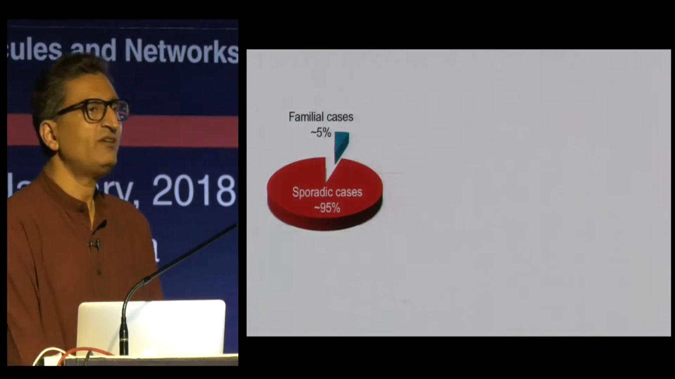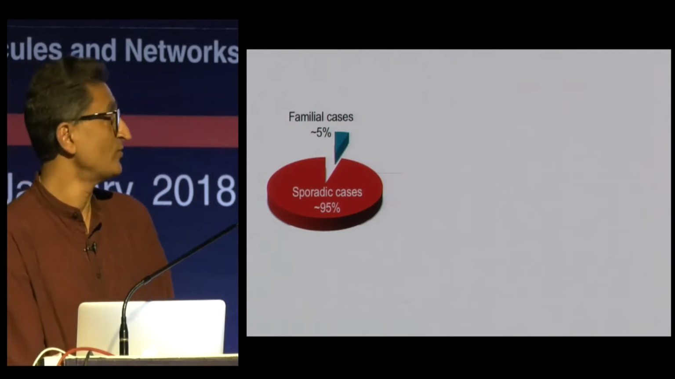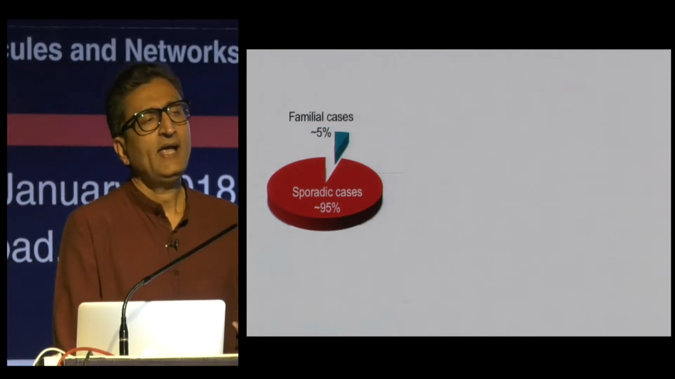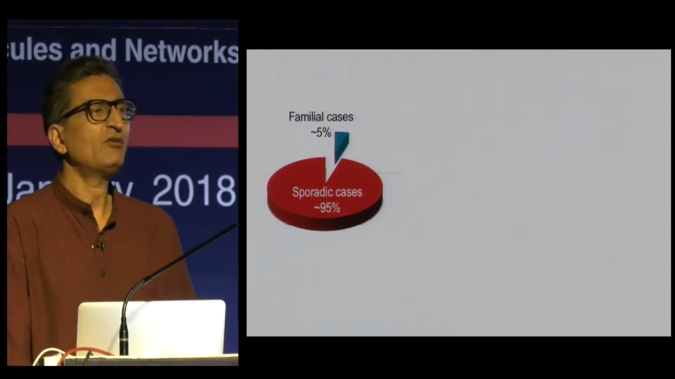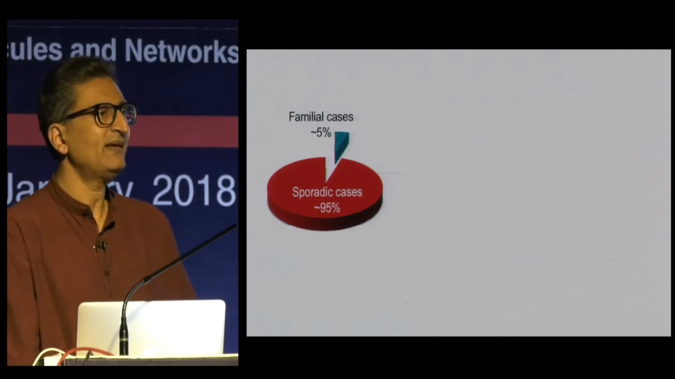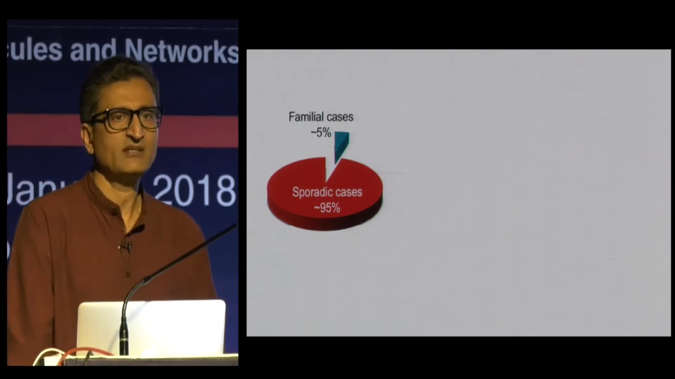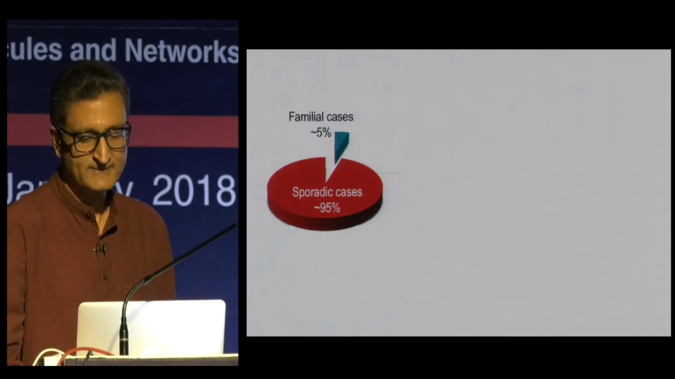I'm going to take just a brief digression to give you some background information. Apologies to those who are already familiar with these ideas. If you take most common epithelial cancers in humans, about 5% of them show a clear familial predisposition, and about 90 to 95% of them show no such predisposition. They're the so-called sporadic cases.